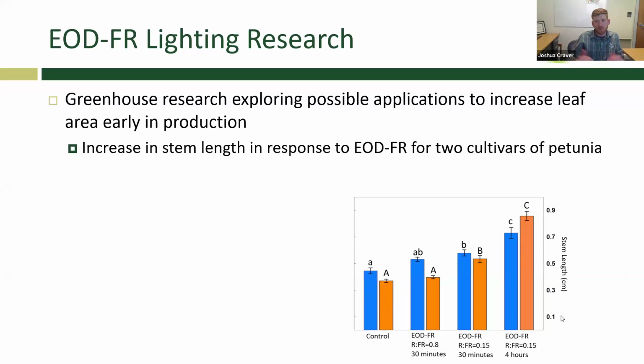What we found was that we got quite a bit of stem extension, stem length from petunia at the seedling stage in response to an end-of-day far red application at a low red to far red ratio. If we gave it to them for a 4-hour duration, it was quite a large dose, in this case of end-of-day far red. You can see that as we shortened that duration or decreased the dose, that we did see less of that stem extension as a result.